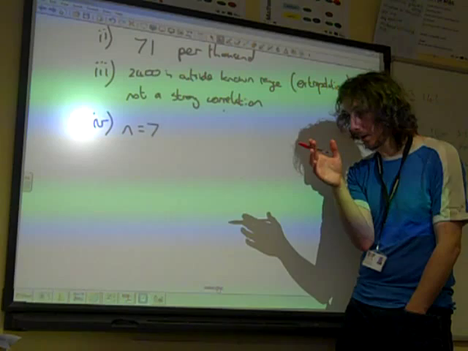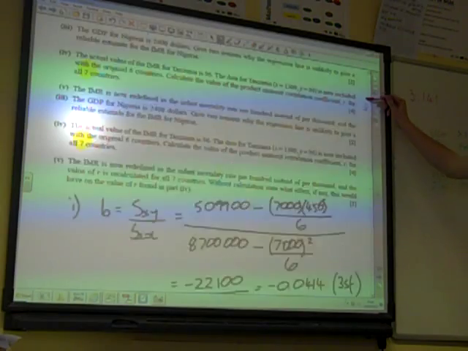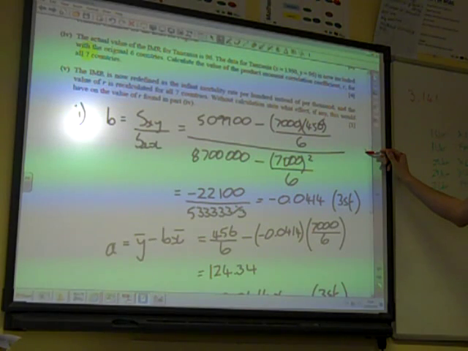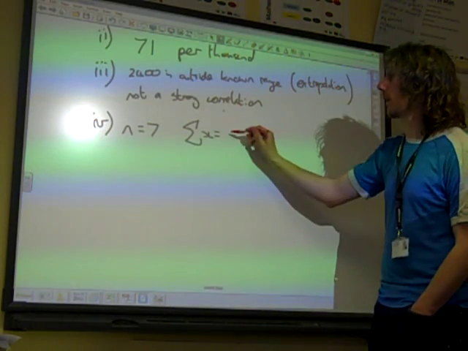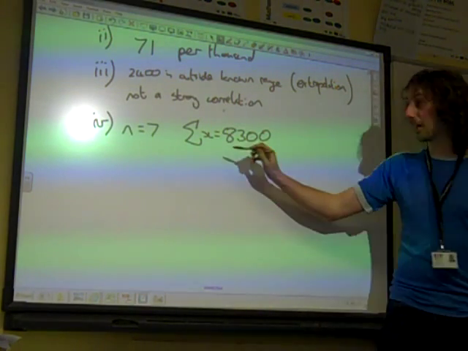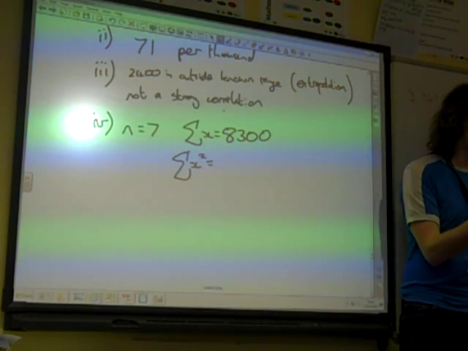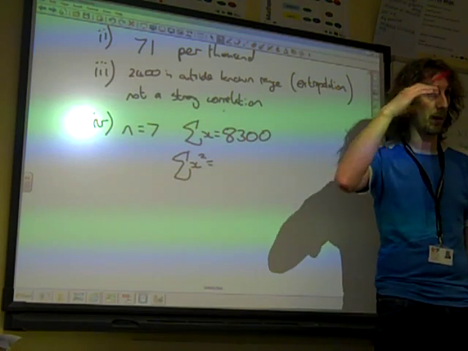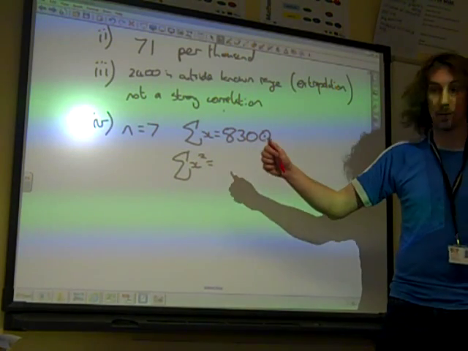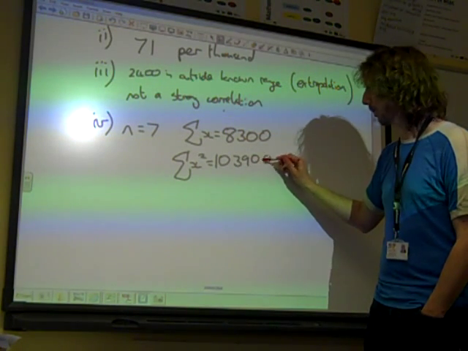We work through them in order. Our new sigma X value is the sigma X value that we started with, 7,000, plus the new value for X, 1,300, so that gives us 8,300. Our new sigma X squared is the old value plus the new one squared, because that's what it means. It means the sum of all the values once the thing's squared. So we square 1,300 and add it to the original value, and that gives us quite a big number.